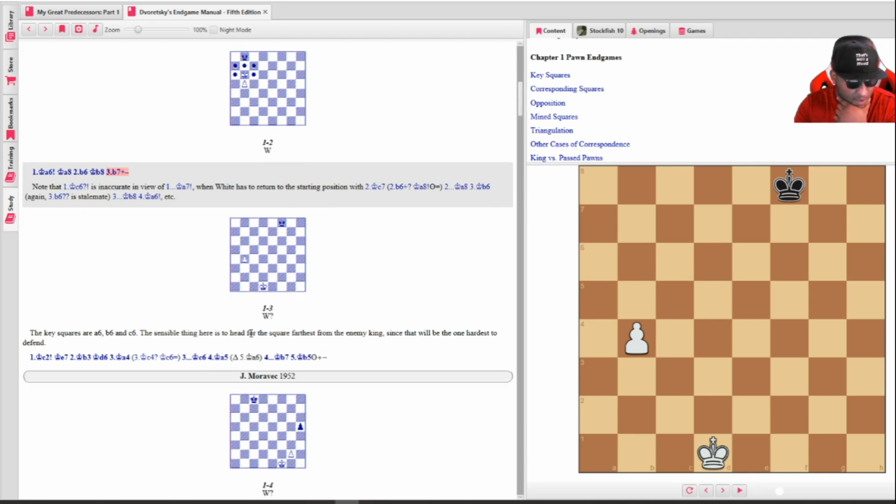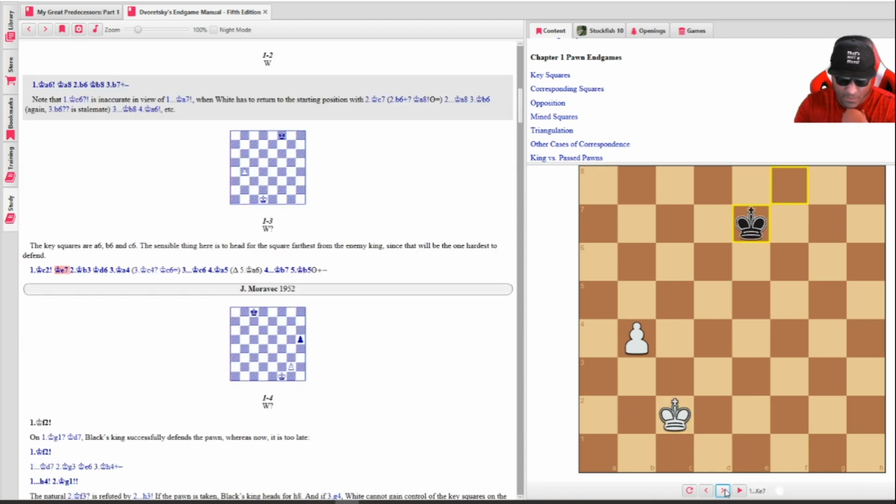The sensible thing here is to head for the square farthest from the enemy king, since that will be the hardest to defend. And here we go, king c2, king e7, king b3. So you kind of go outside of the pawn here. It says king a4, king c4. King c4 is no good due to king c6, and it's a draw. So you have to go back this way. King a4, yeah, that's nice. King c6, king a5, king b7, king b5, and then white's just winning here.